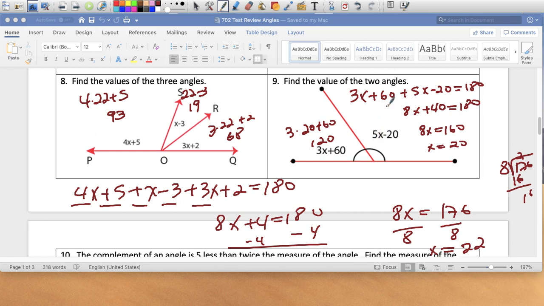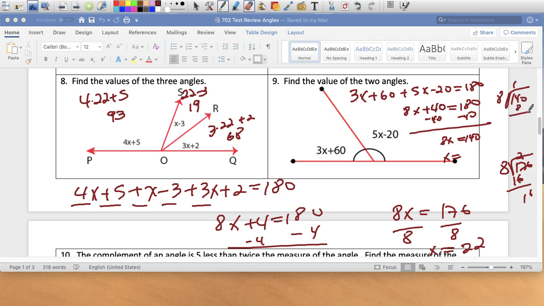Why is this not working? Hang on a second. That's because 180 minus 40 is 140. Sorry, I made a mistake here. It's not working. My mistake was minus 40, minus 40. This is 140 equals 8x, and x equals 140 divided by 8.